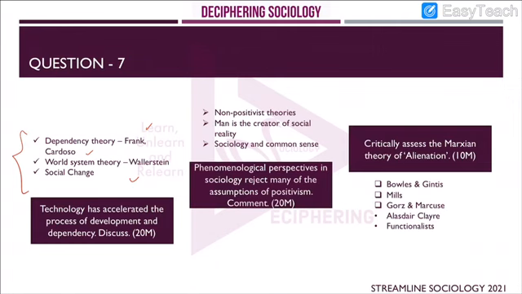Now here, phenomenological perspectives in sociology. Here we would be writing about sociology and common sense, how for the phenomenological perspective, common sense is also important, everyday knowledge, everyday life is important, and how man is the creator of social reality. In the Marxian theory of alienation, there were three thinkers in favor: Bowles and Gintis, Mills, Goulds and Marcuse, and there were few thinkers who were against. They were Alasdair Clare and different functionalists.